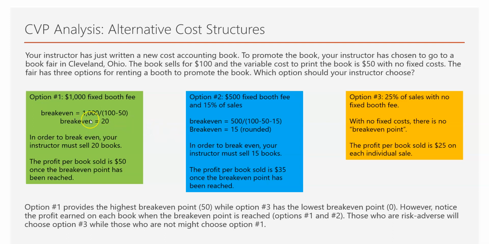So let's say I sell 0 books. Which option is looking pretty attractive now? Option 3, because I owe the fair nothing. Which option is going to look really worse? Option 1. So those who are risk averse will choose option 3, while those who are not might choose option 1, and then to some degree maybe option 2 if they want to reduce their risk a little bit, but they're not totally risk averse.